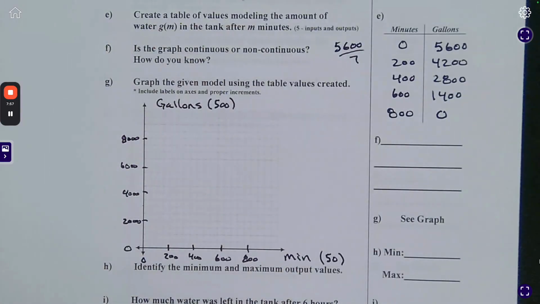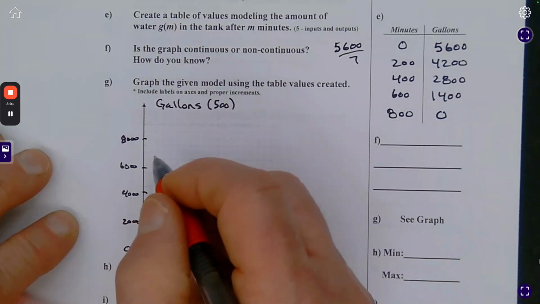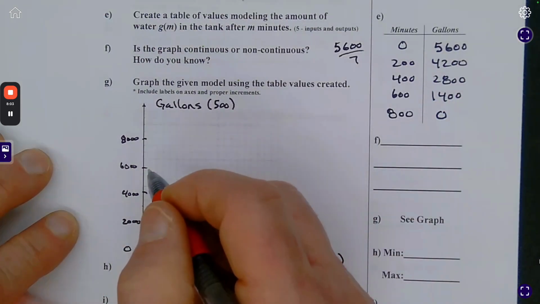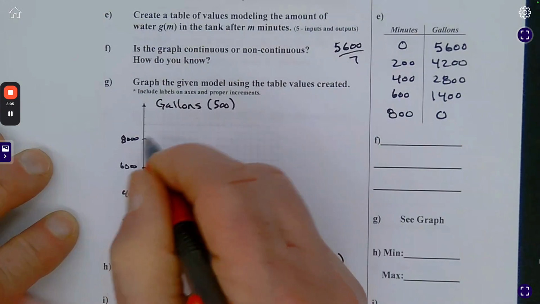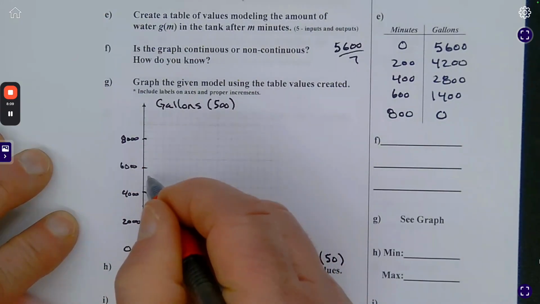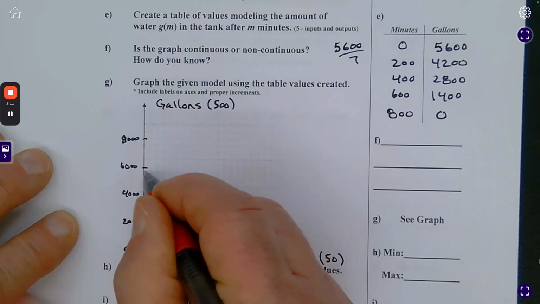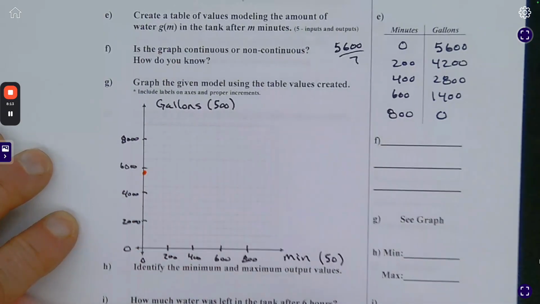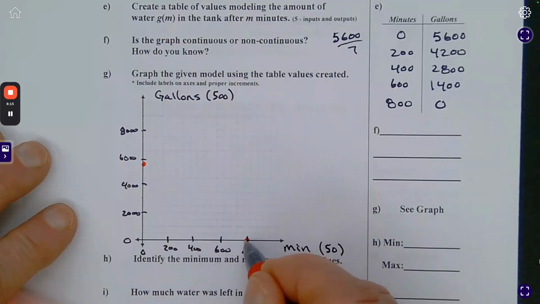All right, let's plot our minimum and maximum point for minutes. 0 minutes, 5,600 gallons. So I went way too high. 5,500 is a little bit above 5,000, so that's right about there. And then I'm going to do 800, 0 right there.